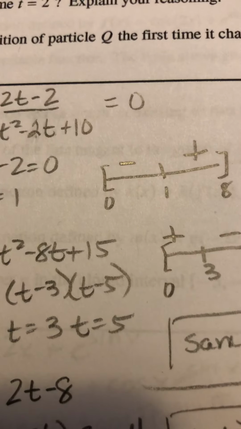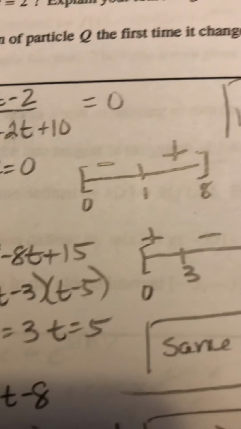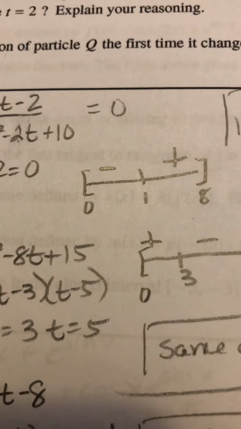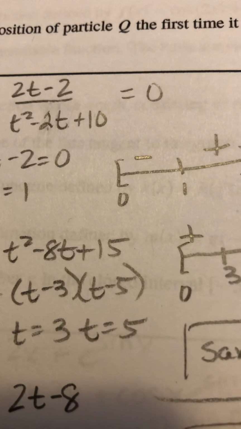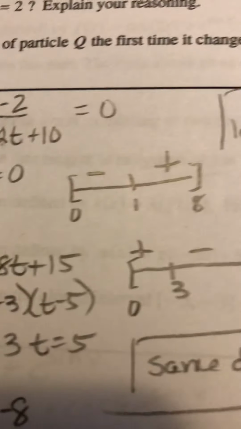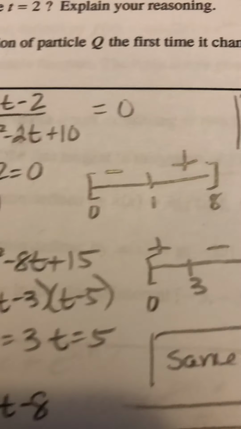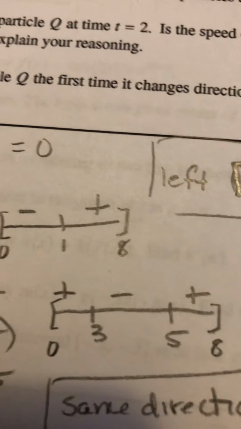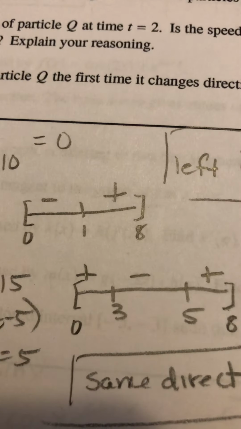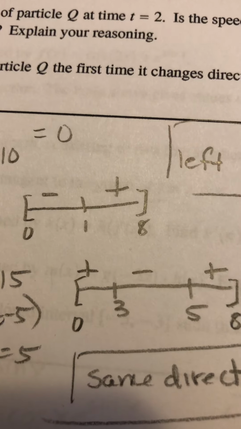When we have a number between 0 and 3, we're going to have a negative times a negative, which gives us a positive velocity. When we have a number between 3 and 5, like 4, we're going to have a positive times a negative, which gives us a negative velocity, and for numbers greater than 5 both factors are positive, so we have a positive velocity. So let's see, from 0 to 1, they have opposite signs.